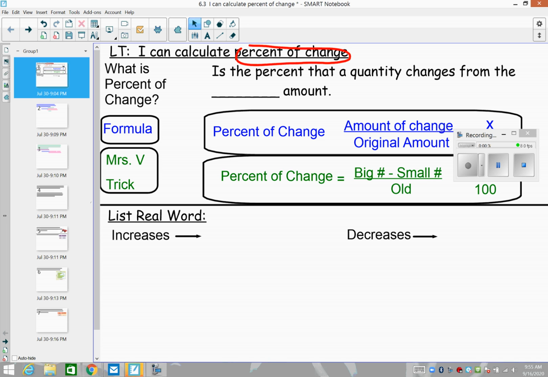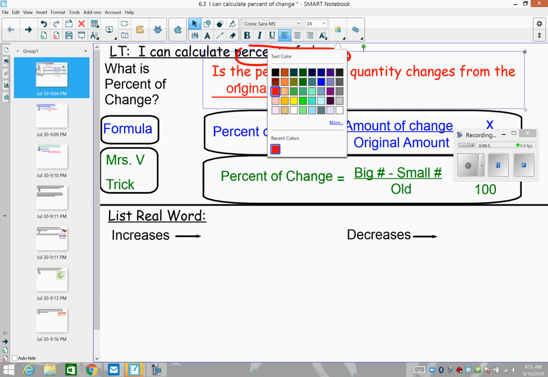It's the percent that a quantity changes from the original amount. So we have the original amount. First of all, we identify is that an increase or a decrease that happens over time, and then we calculate that into a percent. So the formula for percent of change is pretty simple actually.